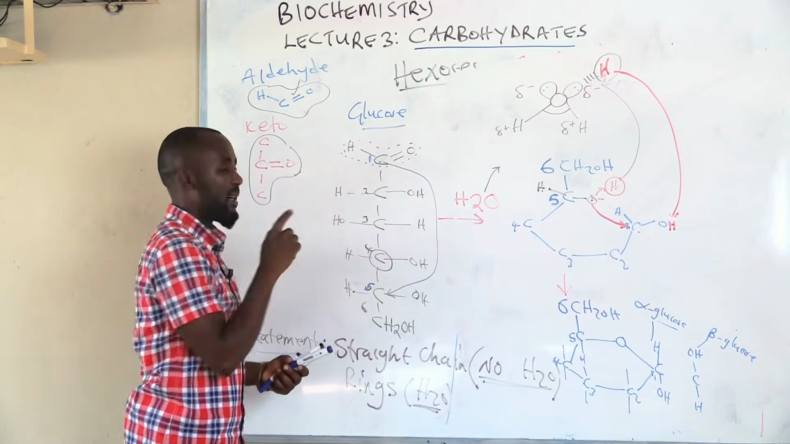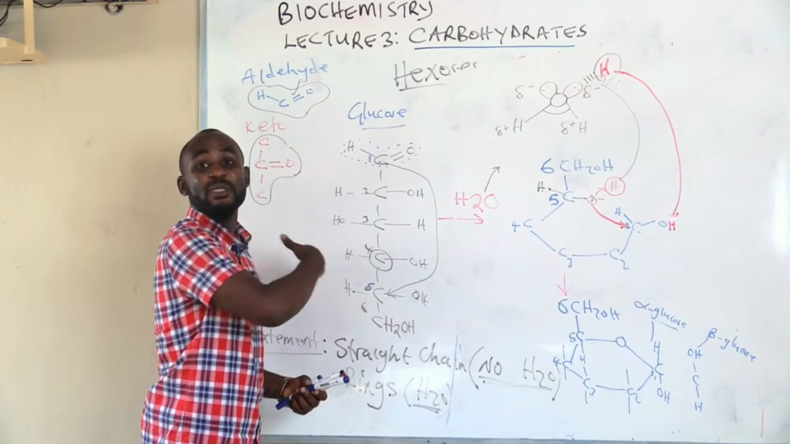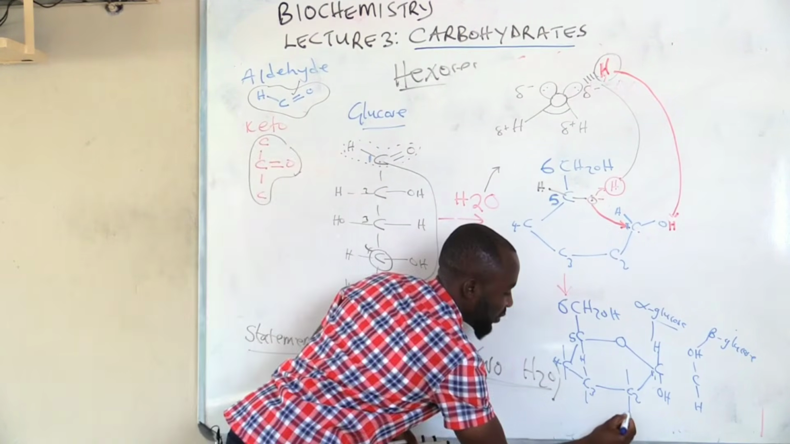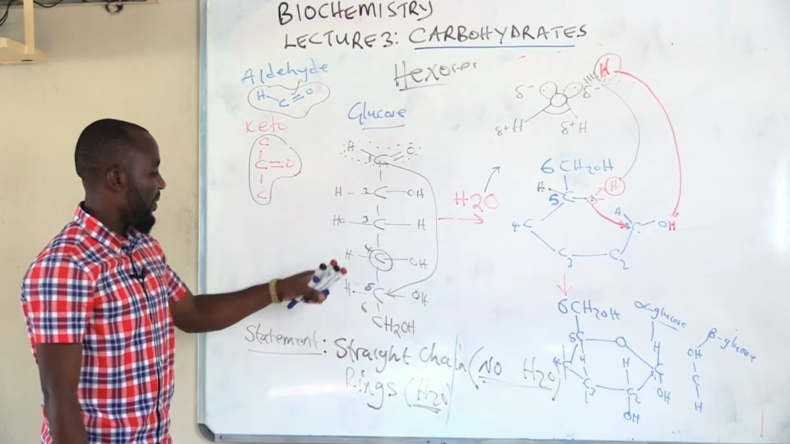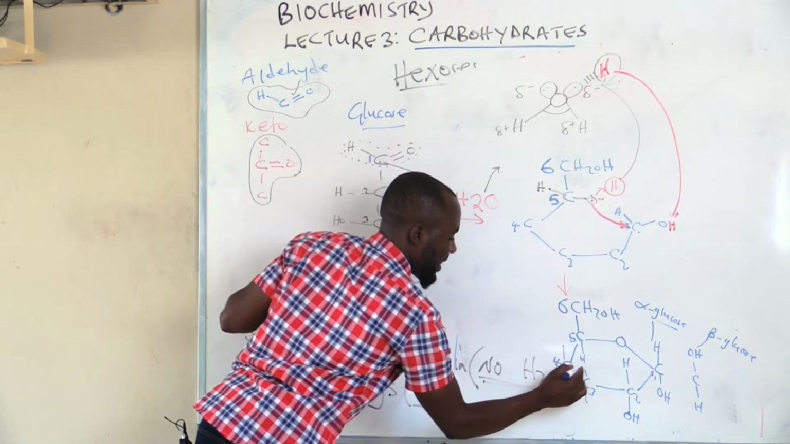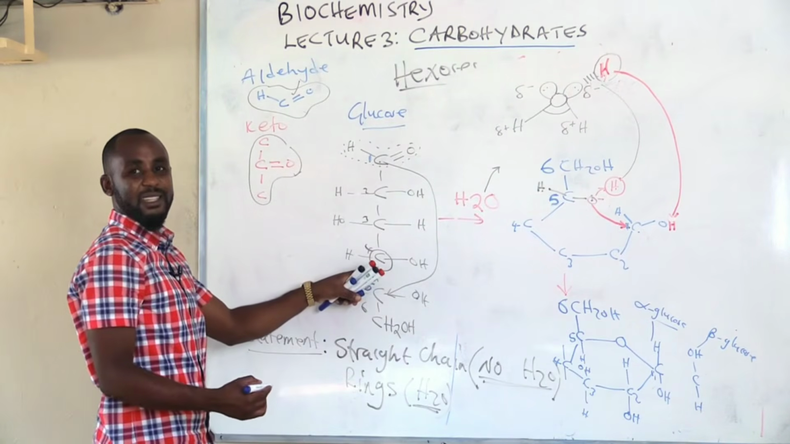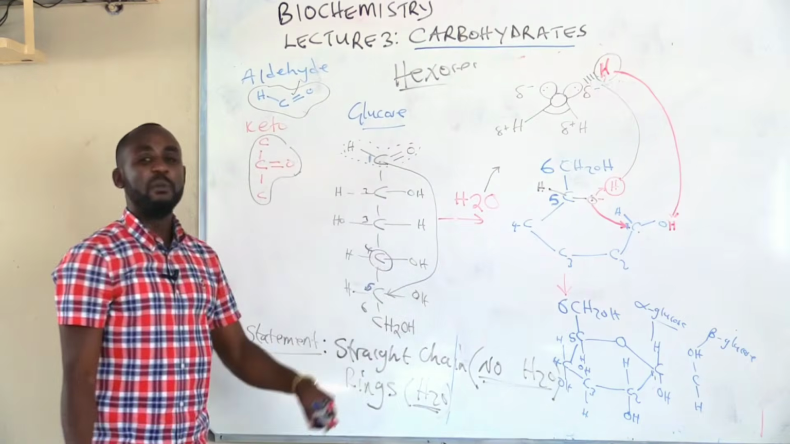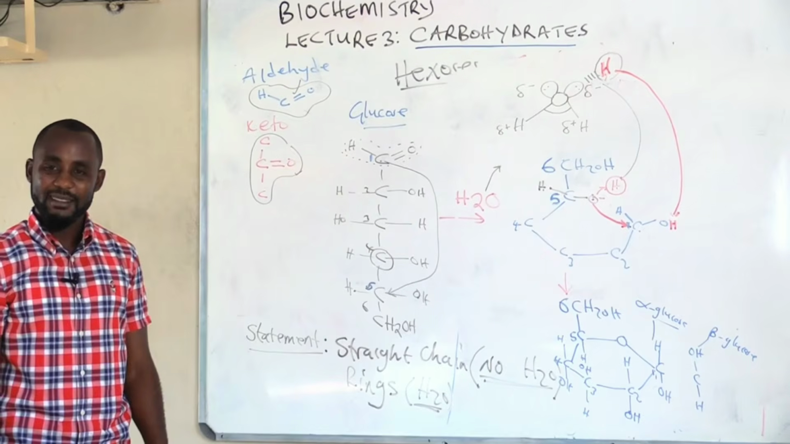Let's give an example. Carbon number 2. Where is OH located in the straight chain? It's on your right. And we said the right should be down. So OH will be shown down, H up. On number 3, where is OH? On your left. So because it is on your left, we should put it up, then H down. On number 4, where is OH? On your right. So it should be down and H up. We have completed the structure of glucose in its ring form.